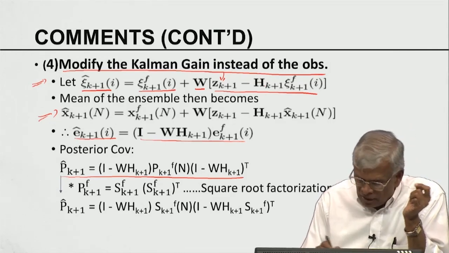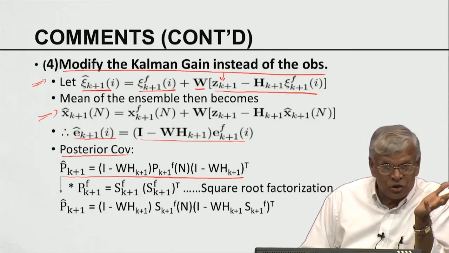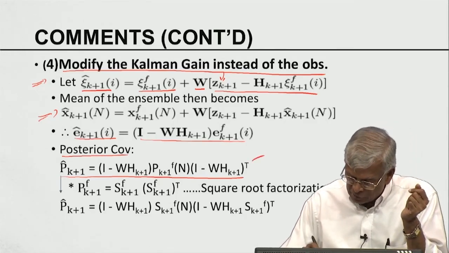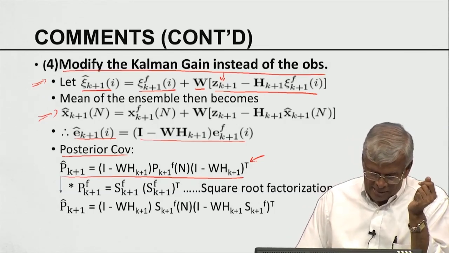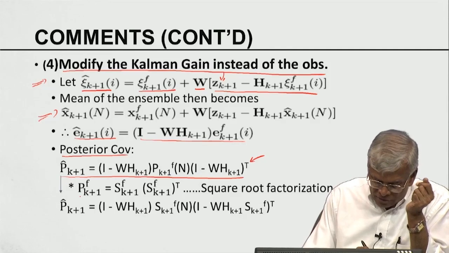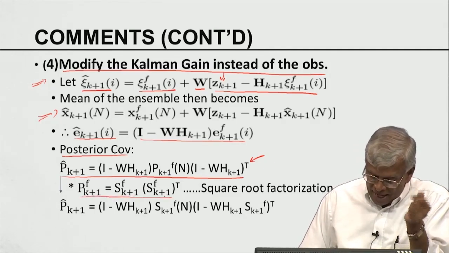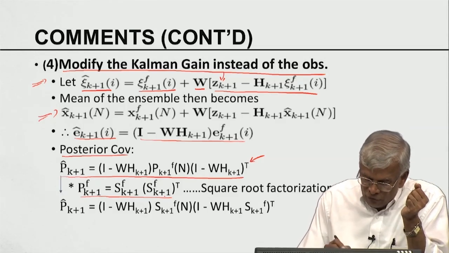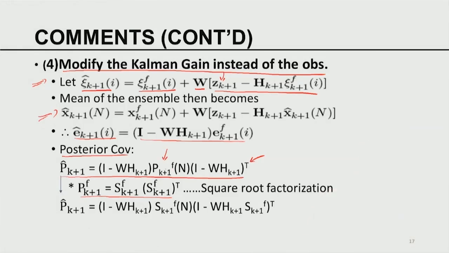Therefore, if the error structure is given by this, the posterior covariance, which is the analysis covariance, is given by this expression. Let us assume the forecast covariance has a square root factorization like that. So this is the forecast covariance. Let us pretend this forecast covariance has a square root factorization available. In that case, by combining these two, by replacing this by the square root, I get the analysis covariance is given by the product of this times that.